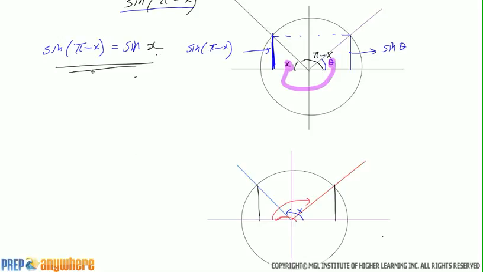So this is a property of sine. If you have a sine of 180 minus x or pi minus x, it's just equivalent to sine of x. And you don't need to think about what x is. Just always think about x as an acute angle.